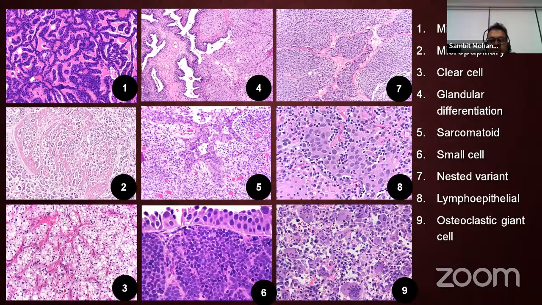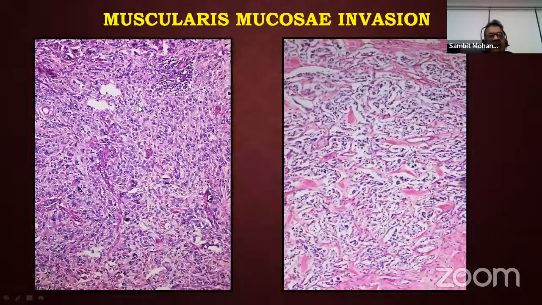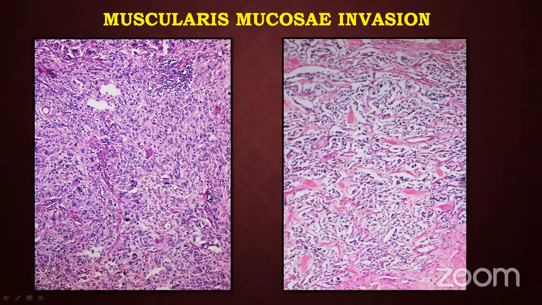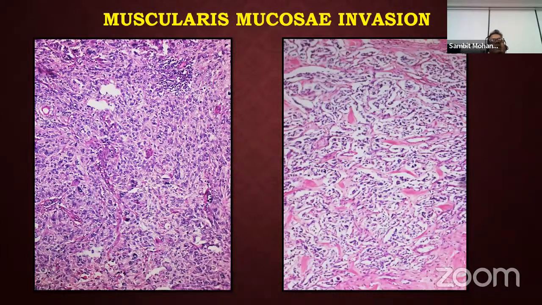And what is here? It is probably non-keratinizing squamous with the urothelial. What is this again? Gland. Then muscularis propria invasion, and this is a sarcoma. One question. Sure. So we can have a signet ring morphology as well. Yeah, we can have yolk sac-like. We can have signet ring.